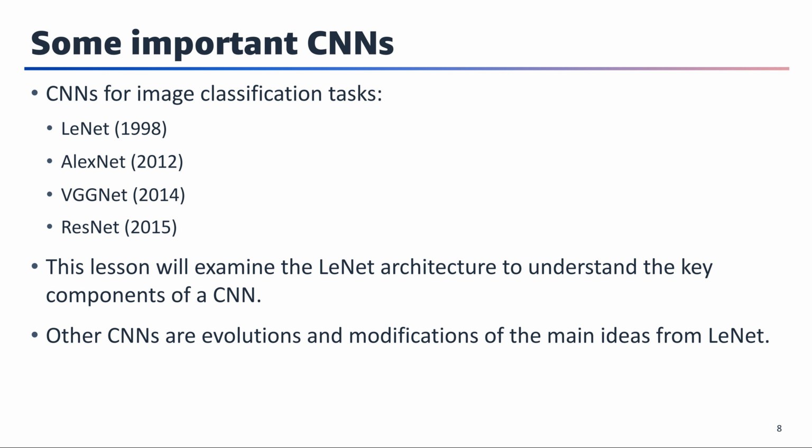Over the years, several important CNN architectures were widely adopted by the research community. The first famous CNN was an architecture called LeNet. In this lesson, we will examine the LeNet architecture to understand the key components of a CNN. The other CNNs are modifications of these main concepts.